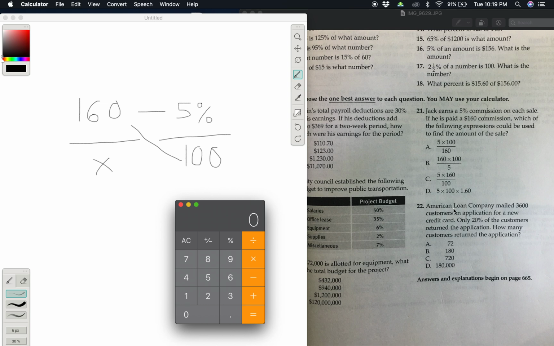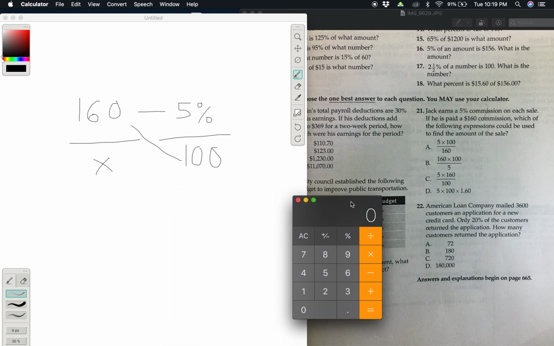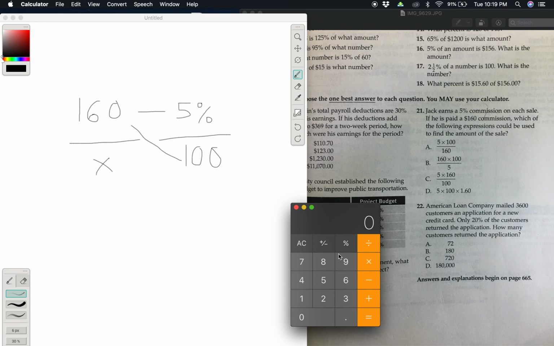Okay, American Loan Company mailed 3,600 customers an application for a new credit card. So the total amount, we know right there that that's most likely the base. Only 20% of the customers returned the application. The question here: how many customers returned the application? So we have the base and the rate. Remember, base is always multiplied by the rate. So base times rate.